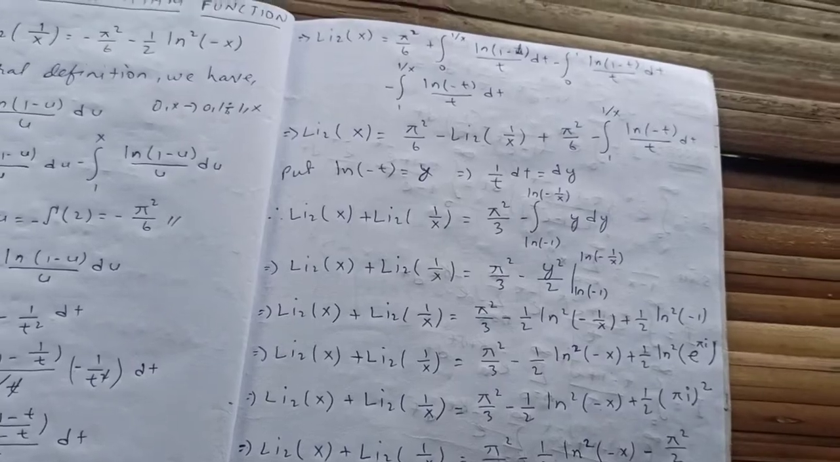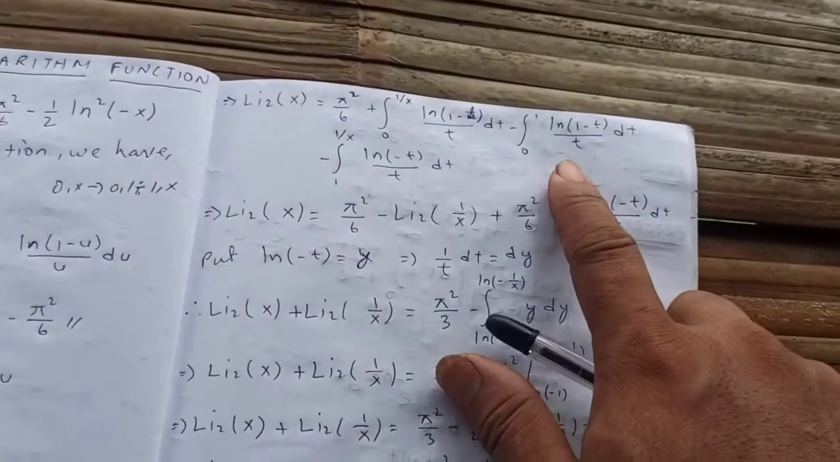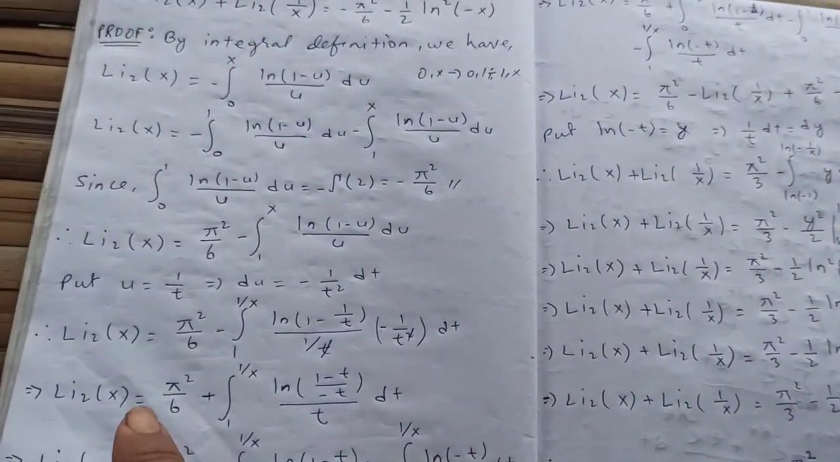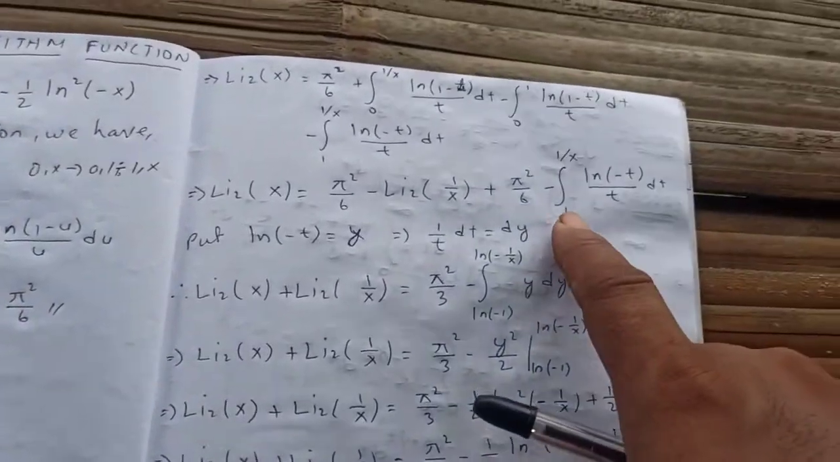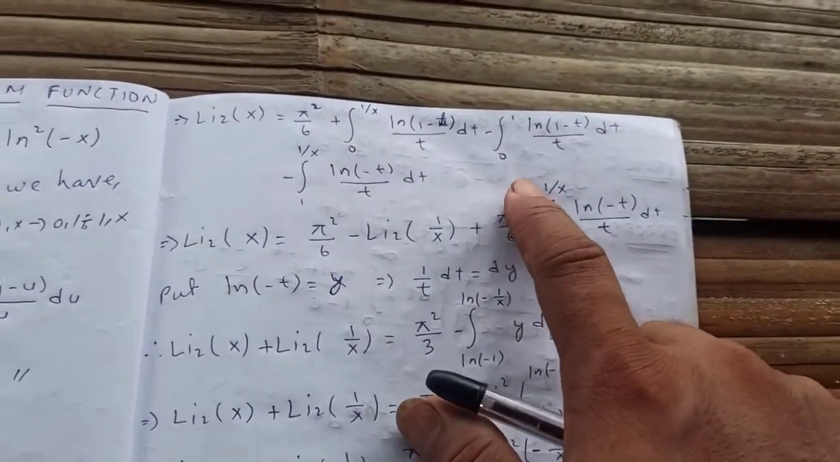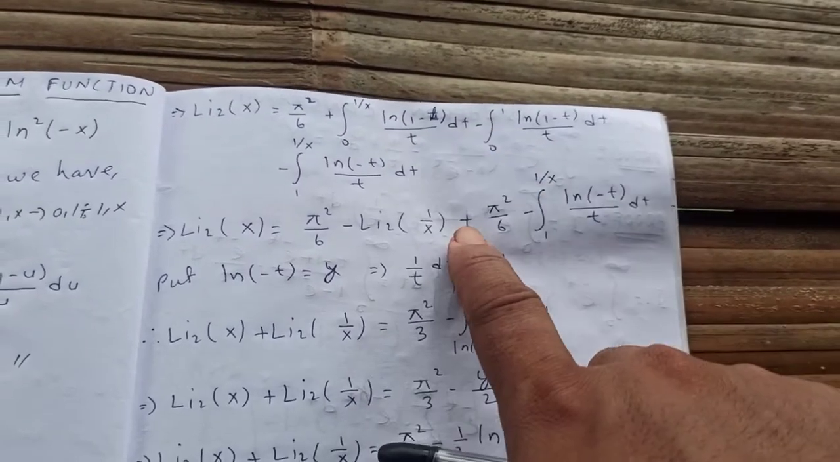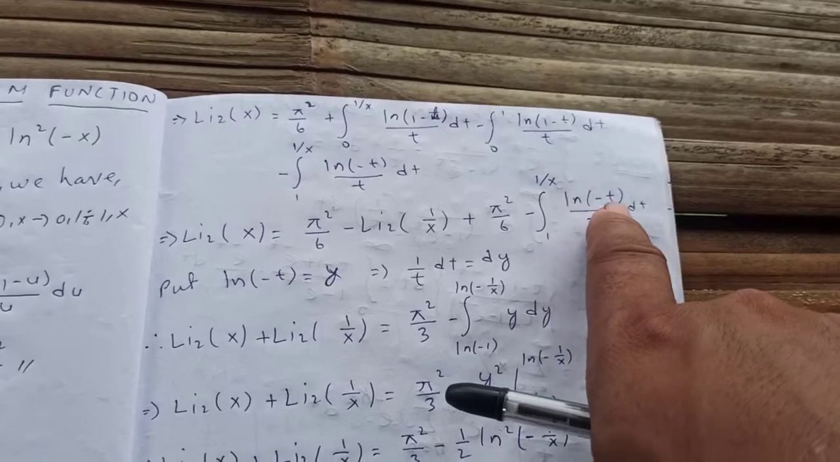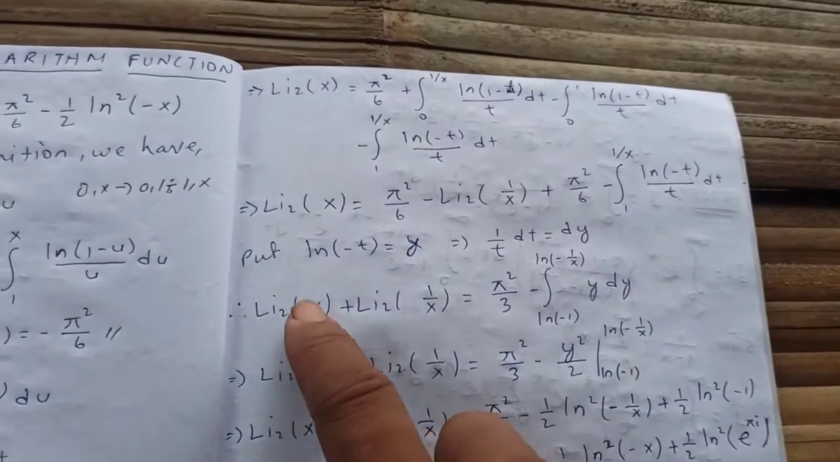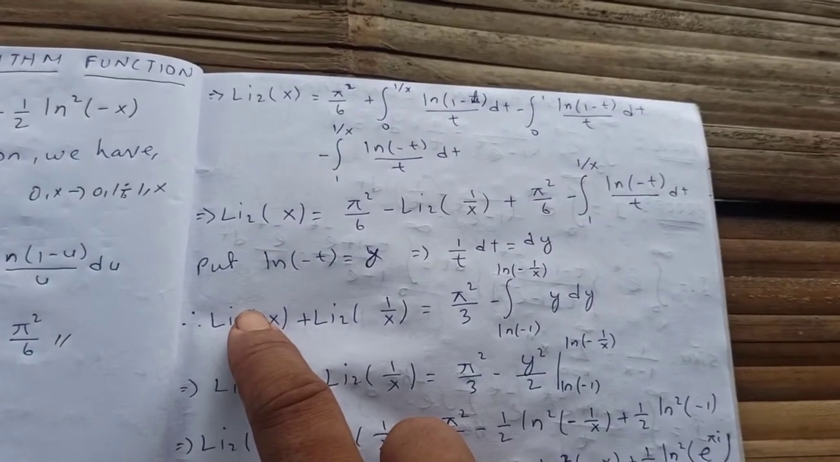Now plus, this is nothing but what we have already evaluated, negative pi square over 6, right? Because of the negative, this should be positive: positive pi square over 6 minus the integral from 1 to 1 over x of log negative t upon t dt.